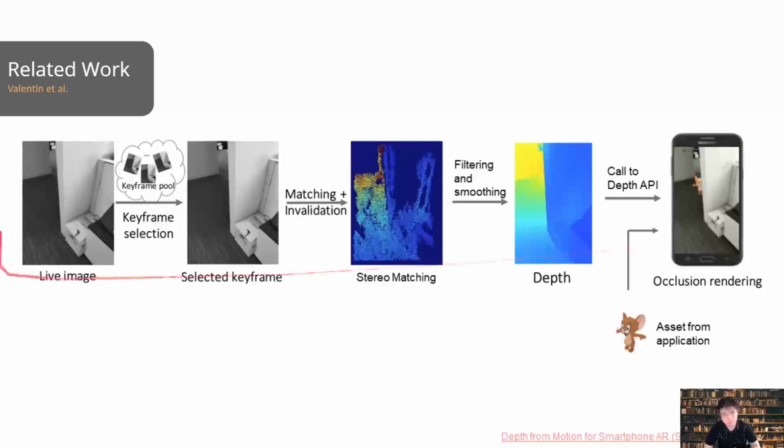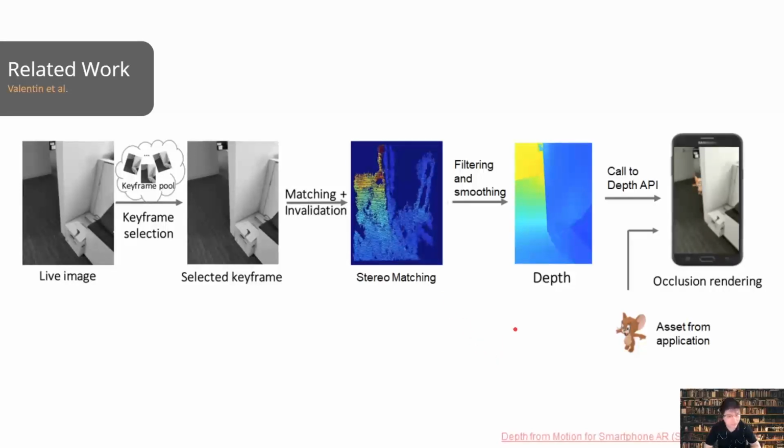Keyframes are chosen from a pool to give the best possible depth for the current frame. Oftentimes, the keyframe is just a few centimeters away from the current frame. Then we use a stereo matching algorithm, providing a sparse and noisy depth representation that needs to be filtered, interpolated, and smoothed. We call it raw depth in the upcoming ARCore.